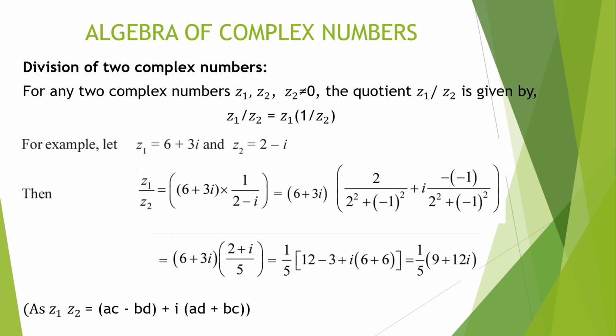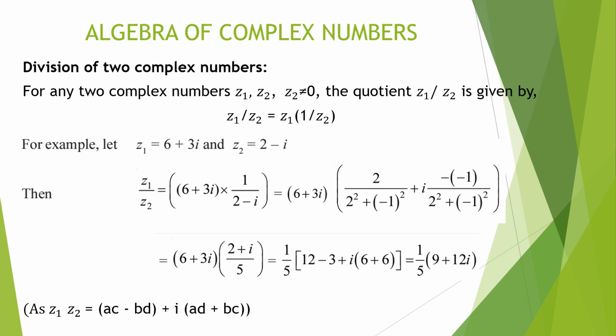Now division of two complex numbers. For any two complex numbers Z1 and Z2, Z1 upon Z2 is Z1 multiplied by 1 upon Z2. So suppose Z1 is 6 plus 3i and Z2 is 2 minus i. Z1 upon Z2 is Z1 multiplied by 1 upon Z2, meaning Z2 inverse. So 6 plus 3i, just now we saw how to find 1 upon Z2. It is a upon a square plus b square plus i into minus b upon a square plus b square. So putting the values and simplifying, we get 6 plus 3i into (2 plus i) upon 5.